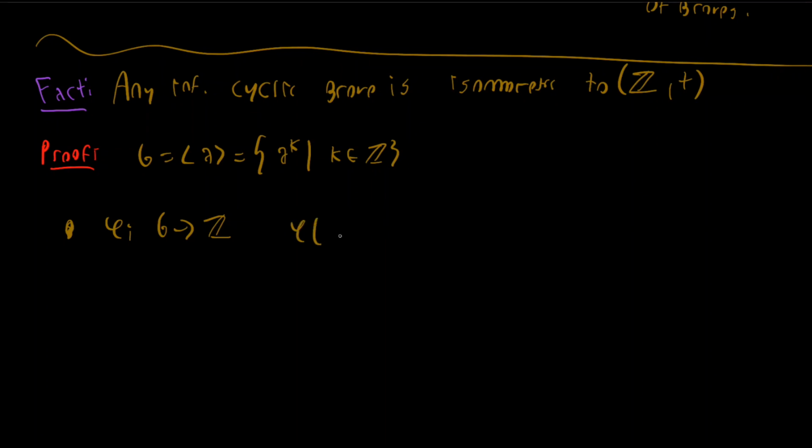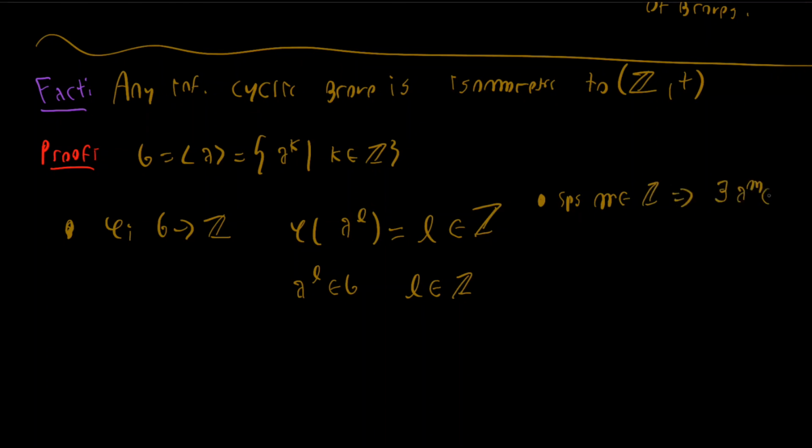We're going to define a function mapping an element a to the L, because of course we know that since G is an infinite cyclic group generated by a, all elements of G will be of the form a to the L for an integer L. And this function is going to map a to the L to just L in the integers. So the first point, which is surjectivity, we're going to suppose that m is an integer. Well, then there exists a to the m inside of G, such that phi of a to the m is equal to m. And so we've shown that this is surjective.